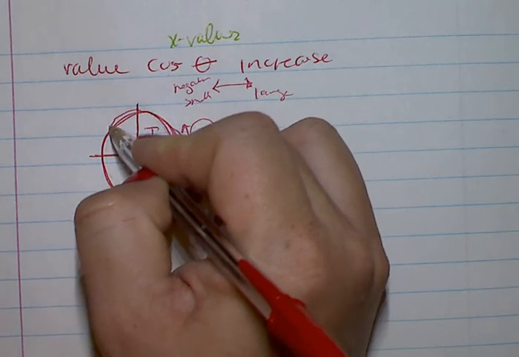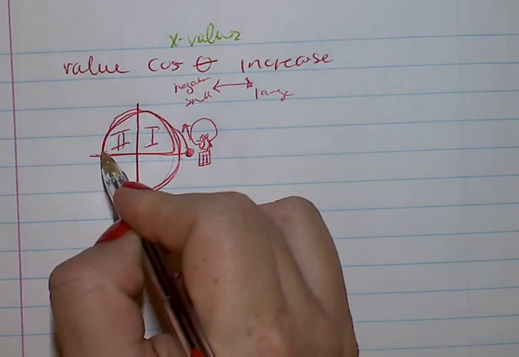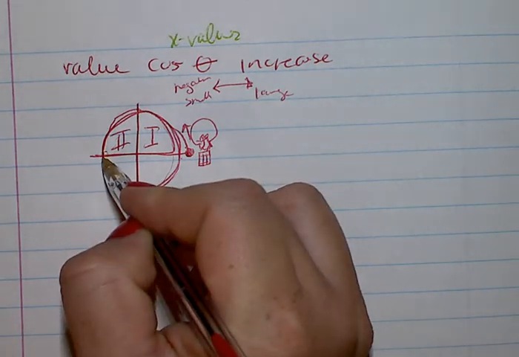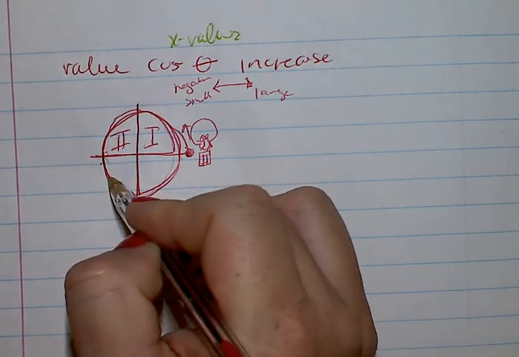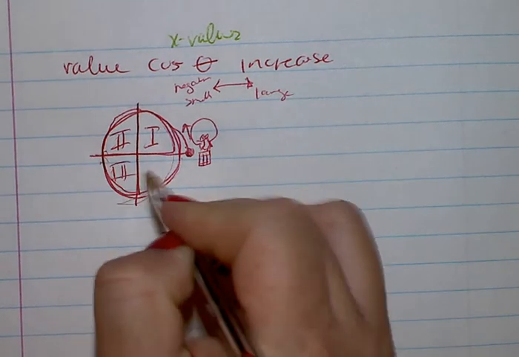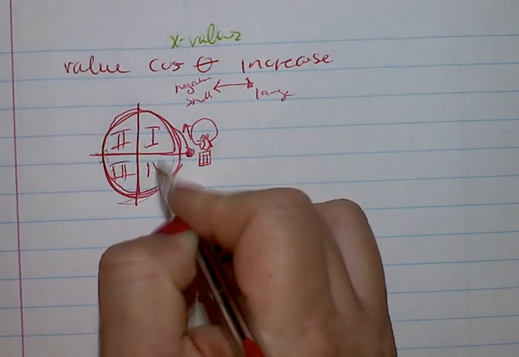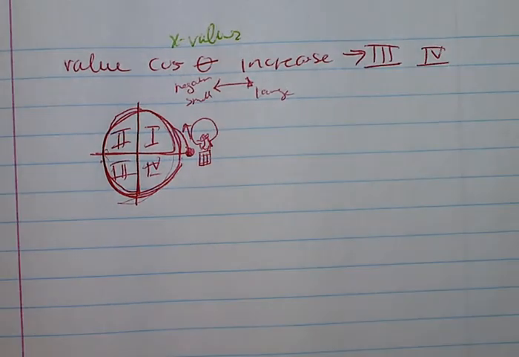Okay. Now, here there's a turning point. You're like, oh, I'm done going that far. Now I'm going to start going this way. As I start to go back in this direction, are you now headed towards the larger x values or the smaller x values? You're still heading towards the larger x values. So the answer to this is quadrant 3 and quadrant 4. Cosines will increase in quadrants 3 and 4.